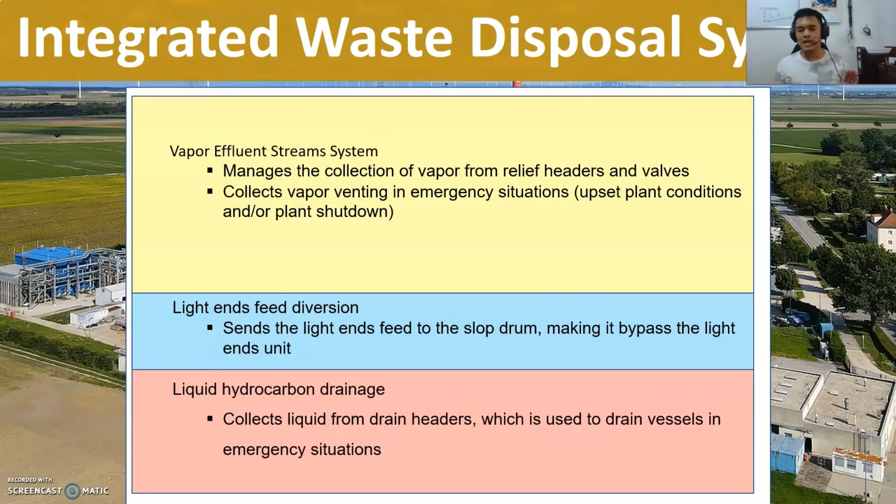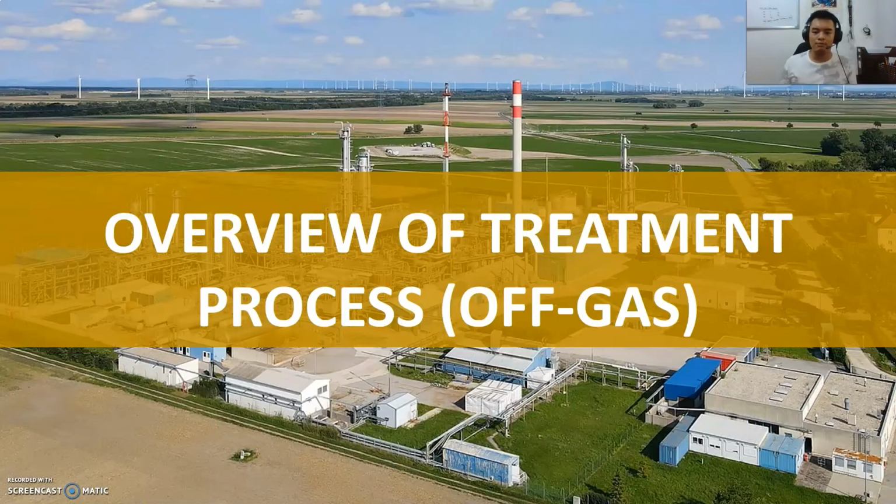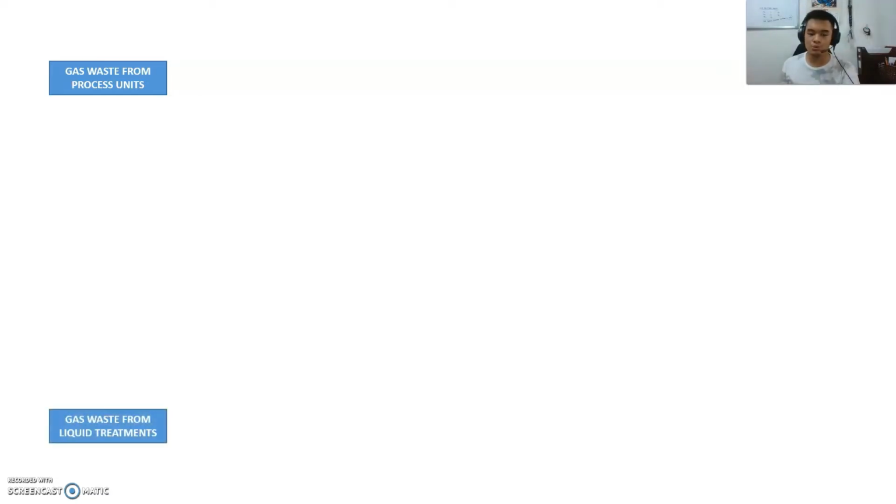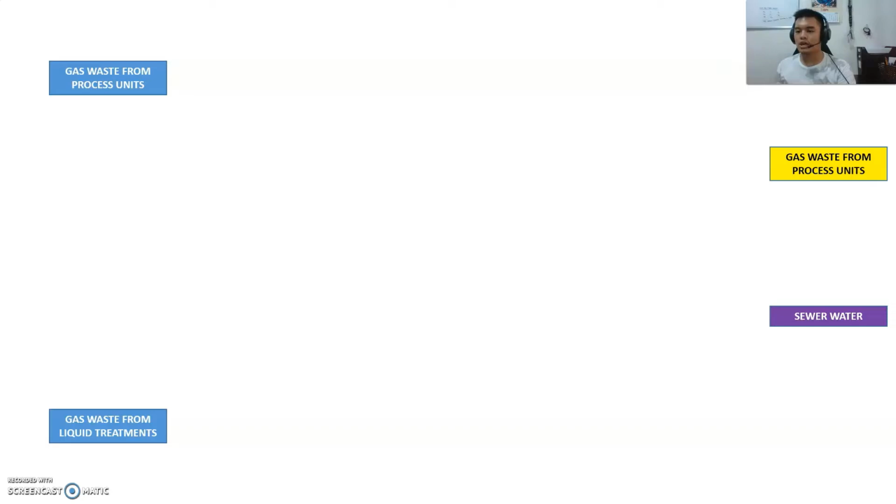But we have off-gas treatment. Our discussion is off-gas treatment, and we will not discuss more on the liquid treatment, but we'll only discuss the specifics of the off-gas treatment. So this is a more simplified version of what you have seen earlier, and it is all telling a story of how the waste is treated into a harmless waste for dispersal into the atmosphere. So we have the feed, which are gas waste from process units and gas waste from liquid treatments. And we need to convert them into gas waste from process units that are non-harmful and ready to be dispersed into the air, and a byproduct of sewer water.